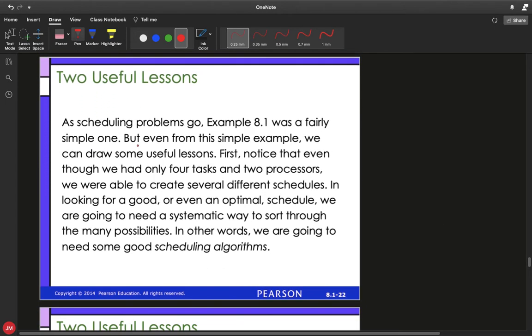So, as far as scheduling goes, that was a pretty simple one. You only had 4 tasks, 2 processors, it's pretty easy to figure out. But as we get into more complicated cases, we're going to need a lot more help with determining how to make the schedule. Obviously, with smaller examples, you can kind of do that trial and error method that we just did, but we're going to need some scheduling algorithms to go into our tool belt as well as all of the other algorithms that we've seen in the previous chapters.